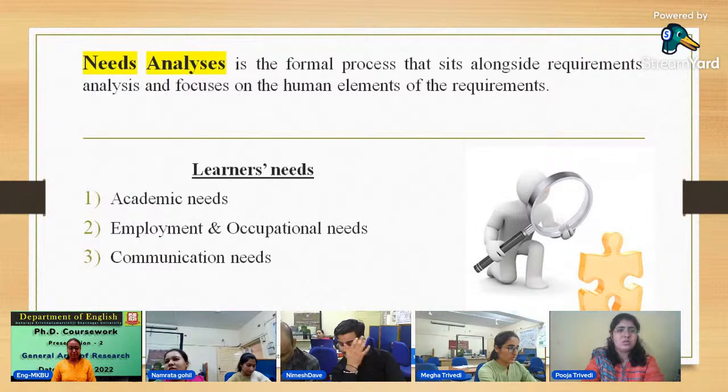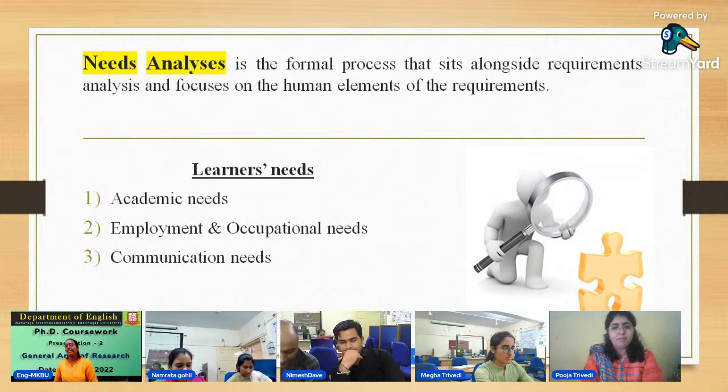Need analysis is the formal process that sits alongside the requirements analysis and focuses on the human elements and their requirements. Here I have put three basic learners' needs. For example, academic needs, second is employment and occupational needs, and the third is communication needs. As students or as researchers, we try to improve our language time and again, because it is our academic need.